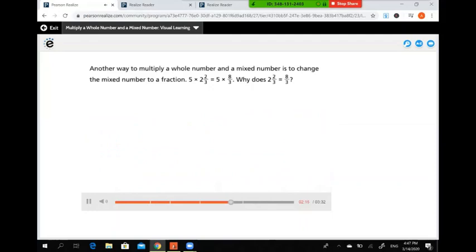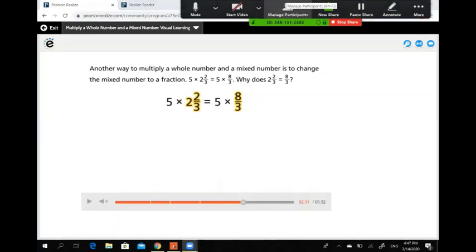Another way to multiply a whole number and a mixed number is to change the mixed number to a fraction. In this way, he will change the mixed number into a fraction. 5 times 2 2/3 equals 5 times 8/3. Why does 2 and 2/3 equal 8/3? So here 2 and 2/3, he makes it 8/3.